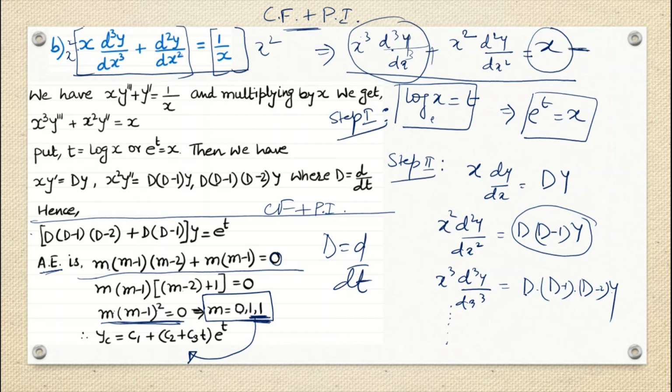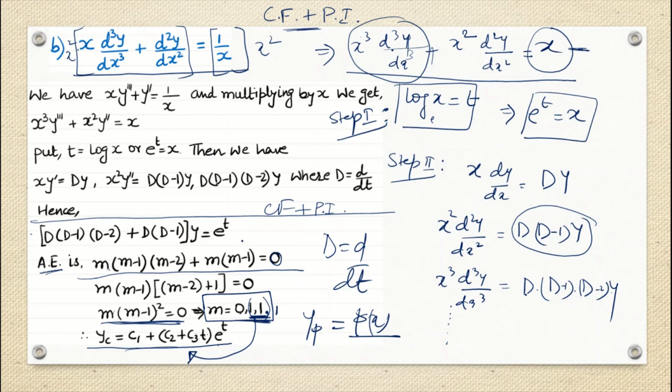Why am I taking only 2 terms? Because the root is repeated only twice. Suppose one more 1 was there, then it would be C2 plus C3 t plus C4 t squared. So finally we got my YC. Now I have to find my YP. What is YP? We know that YP is nothing but the right hand side function divided by whatever is present in my differential operator, the left hand side.